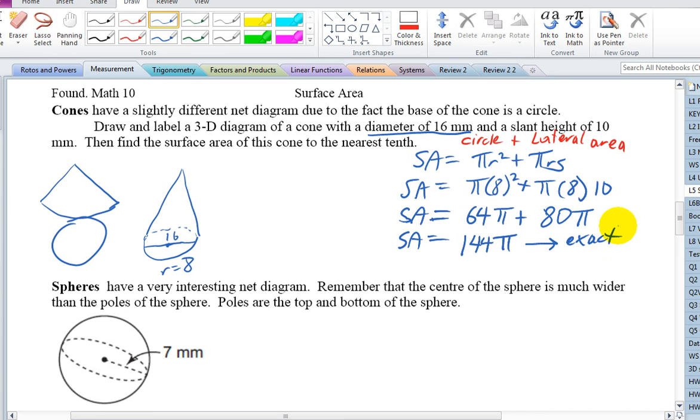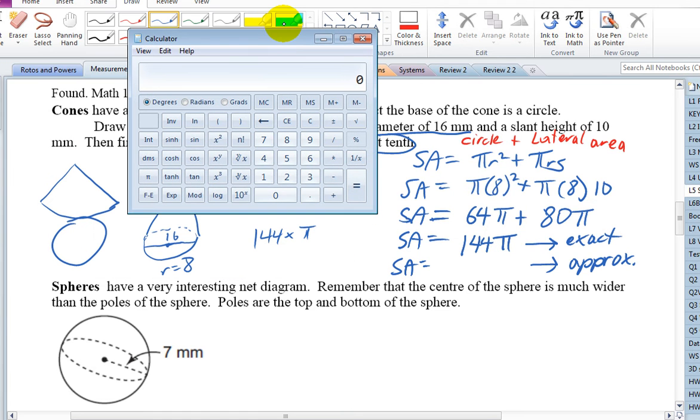However, does the question ask for it? Well, it says round to the nearest tenth. So that means you're going to have to use your calculator and give an approximation. On your calculator, it's a multiplication, 144 times pi. Everyone grab their calculators, make sure you can find your pi button. If you need a calculator, come up now. Round to nearest tenth.